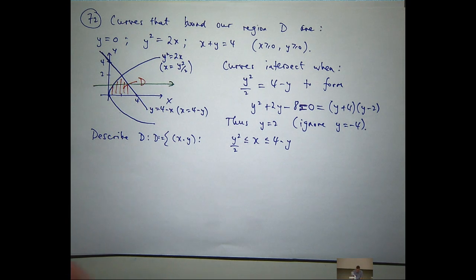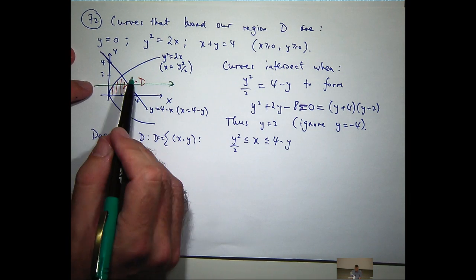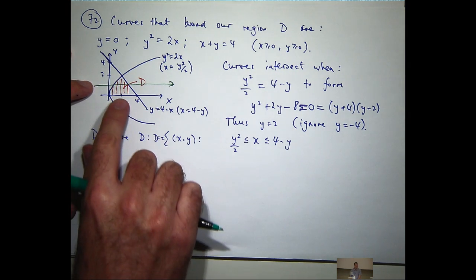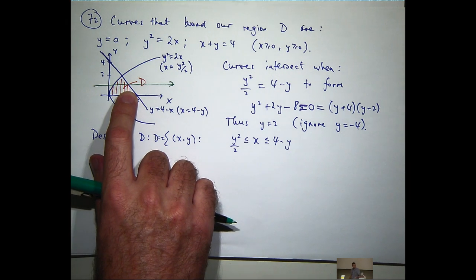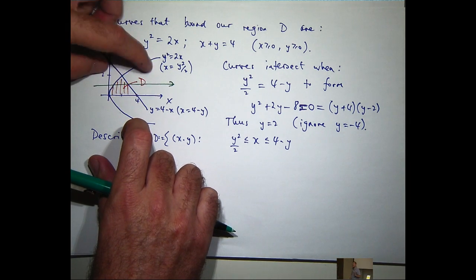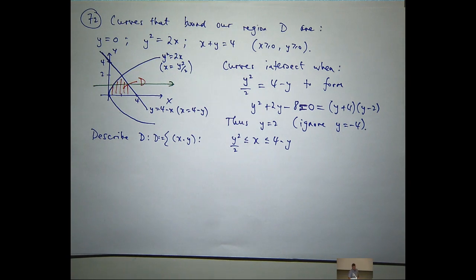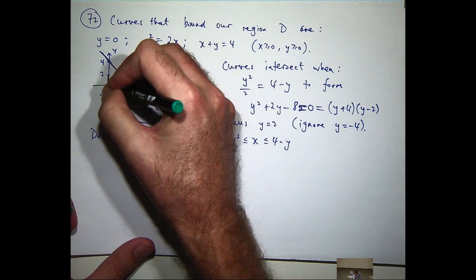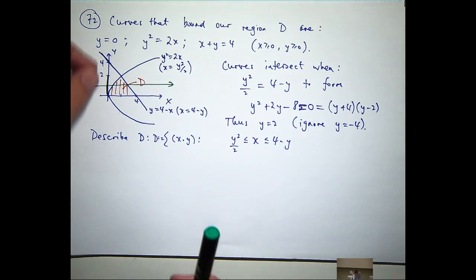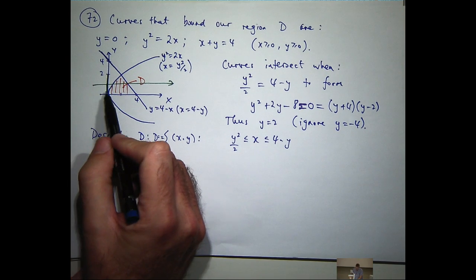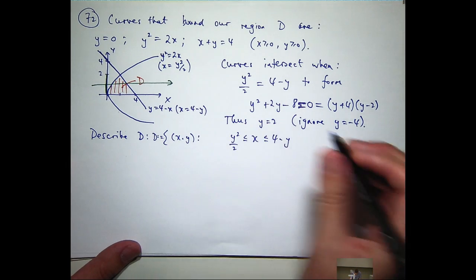Now, the second part is, let's say I've got this horizontal line. How far up and down the y-axis do I have to move it to cover the entire shaded region? If I want to move this green line up and down, what interval do I need to slide it between to cover the entire region D? Well, it's just this interval here. If I slide my green line up and down between 0 and 2, I'll cover the entire shaded region. So y is between 0 and 2.